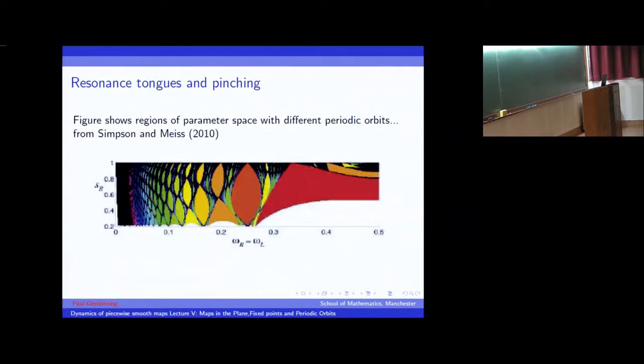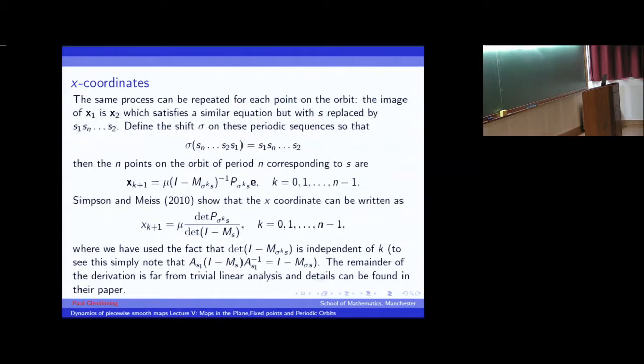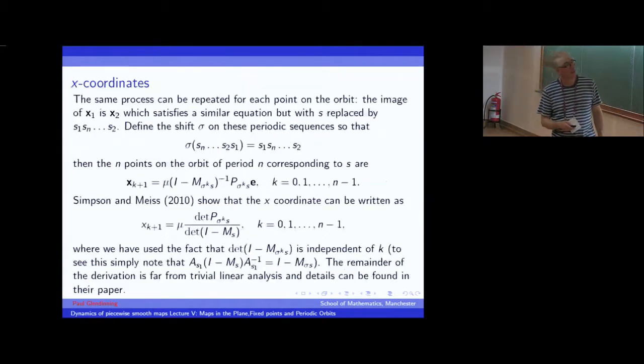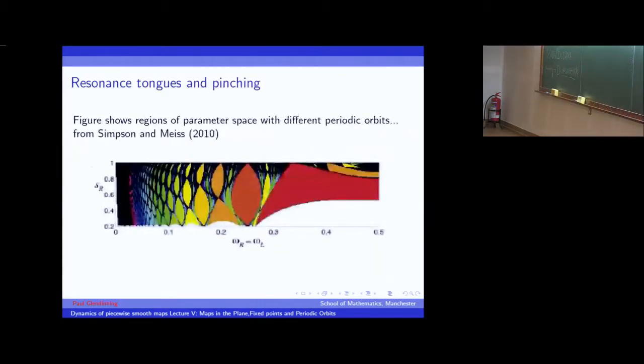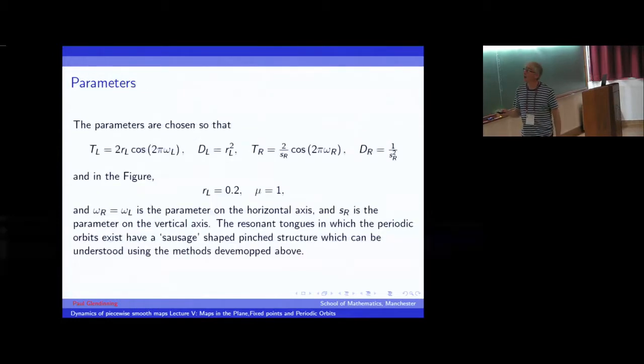So, to some extent, what David and Jim did, through their calculations with the linear form, is to start explaining why you get these structures in parameter space. And those are the parameter values if you want them.